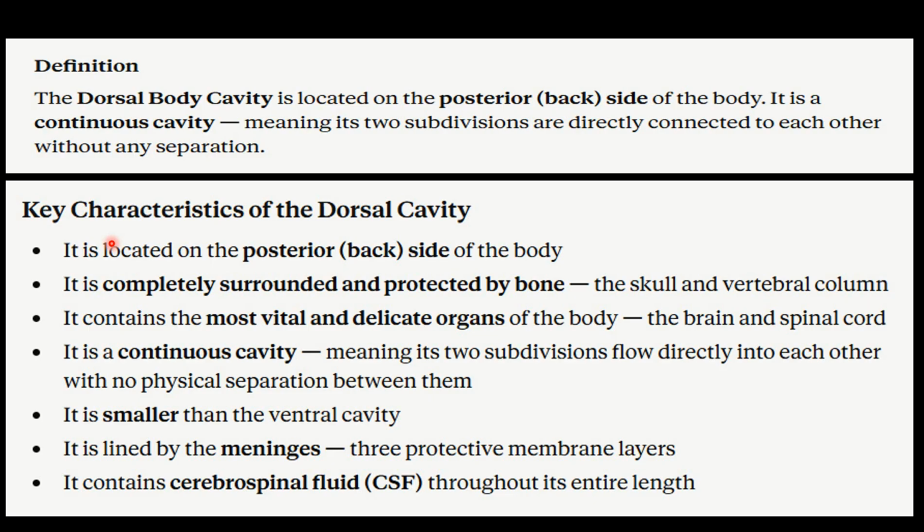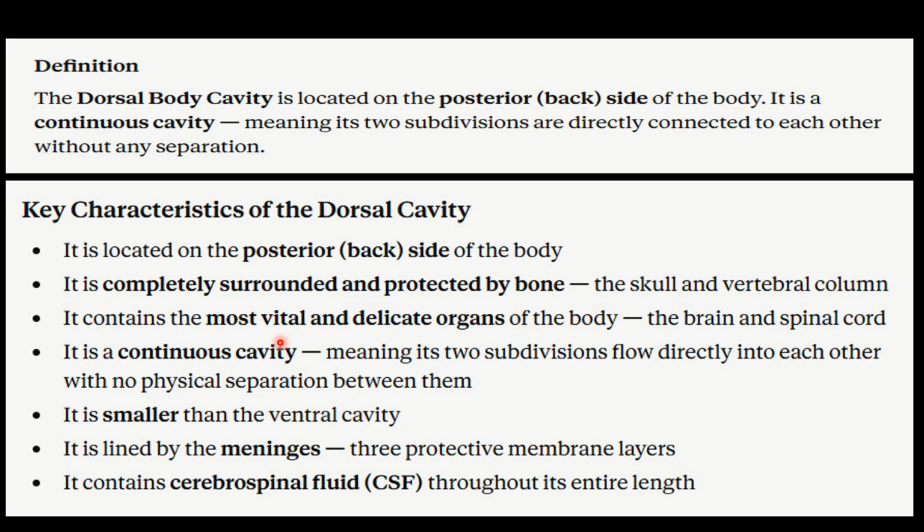Now let's focus on the key characteristics of the dorsal cavity. So the first thing is, it is located on the posterior, back side of the body, which is true. It is completely surrounded and protected by bone, the skull and vertebral column. Okay, so it is always protected by the skull and vertebral column. Next, it contains the most vital and delicate organs of the body, that is, the brain and spinal cord. So we all know that these are the two important body organs, the brain and the spinal cord.